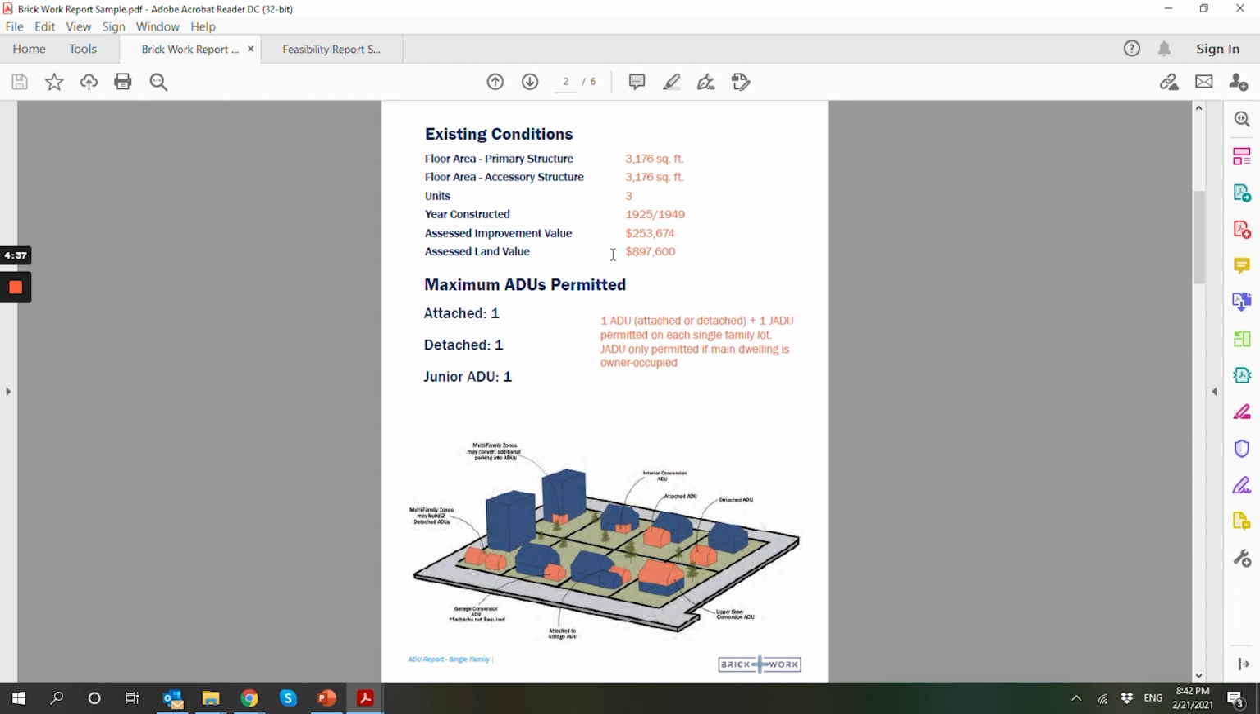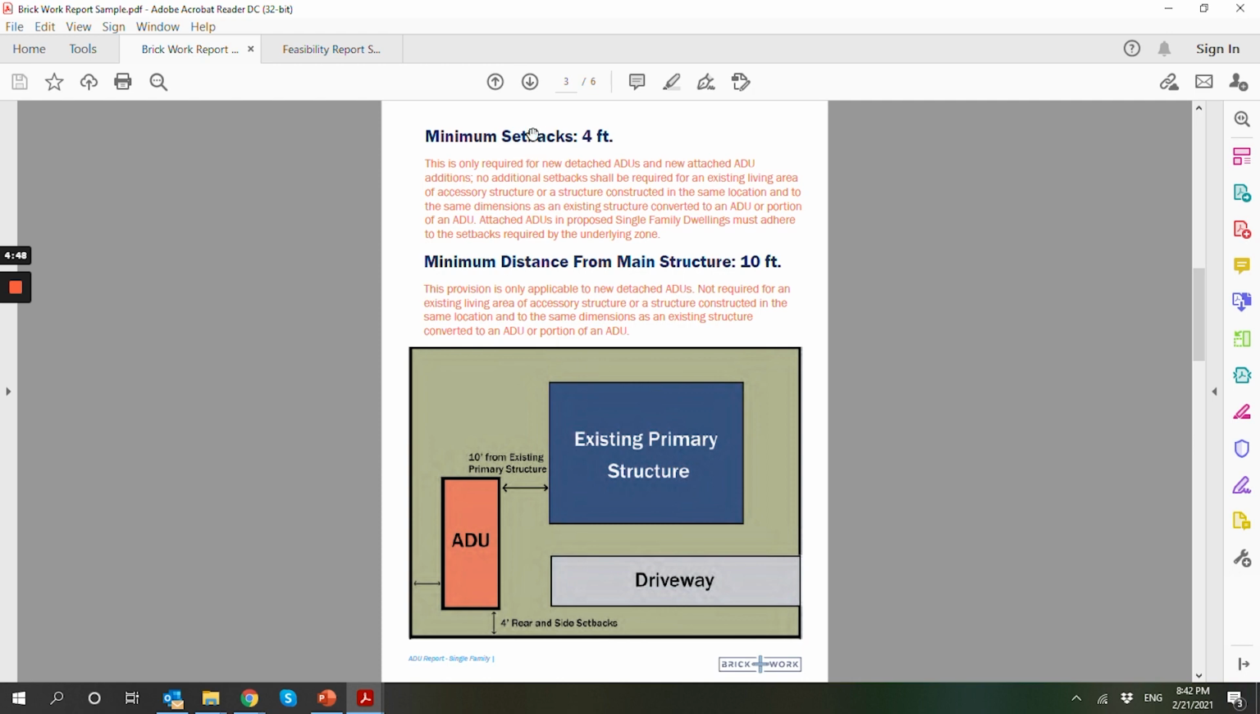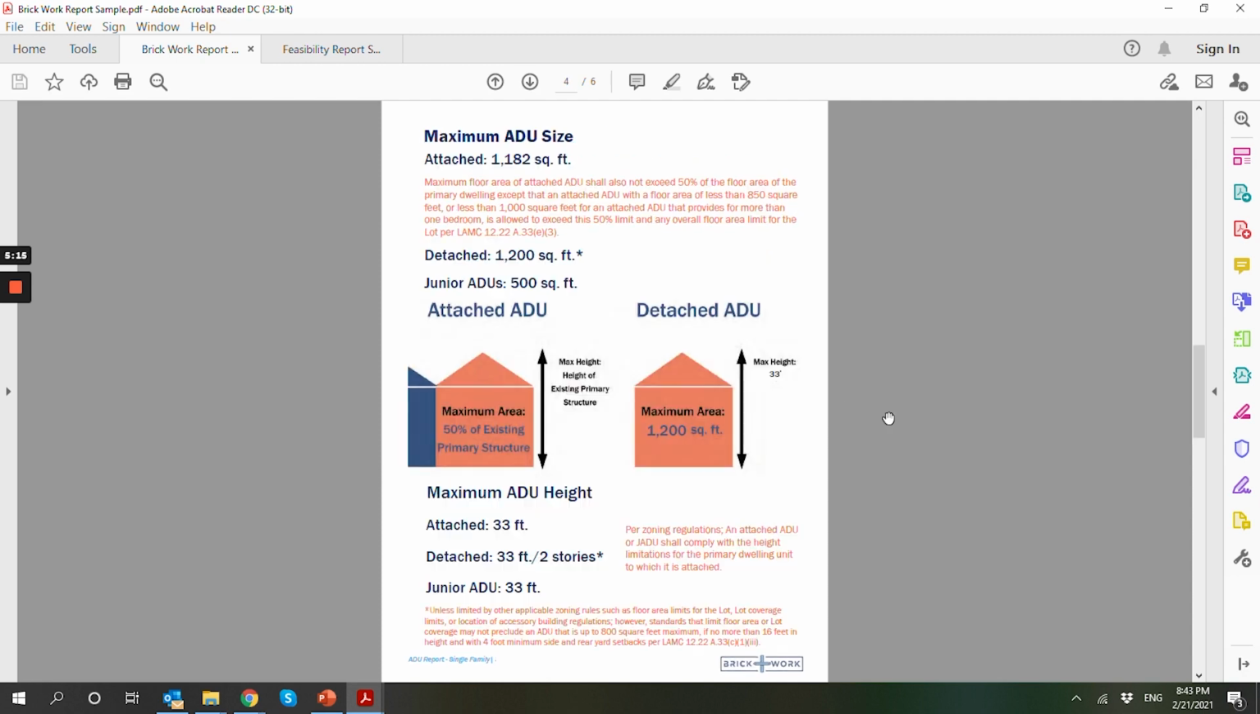As you can see, it's not a site map. What they're doing here is just showing a square for the location of the main structure and a rectangle for the ADU. They're showing the distance. They're not getting you a site map. They're just getting you the information that you need to work with and put on your site map. They're going to show you the ADU sizes you're allowed to build, the height you're allowed to build, parking if there's any parking requirement, restrictions. Basically, all the information that you need in order to get that done.